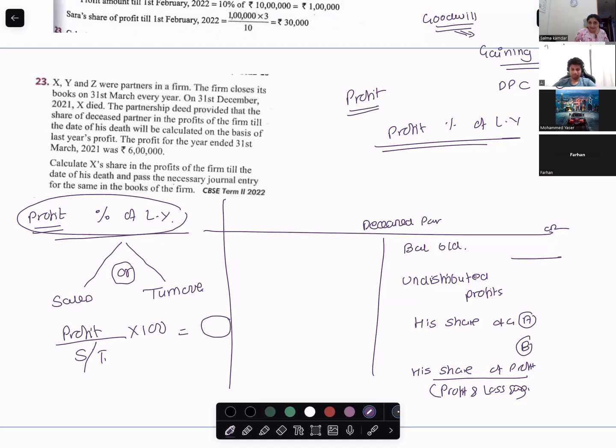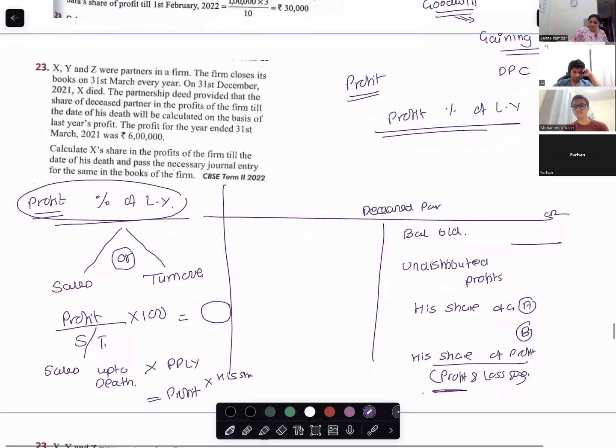Then they will give you the sales up to date of death. You will multiply that with the profit percentage of last year, PPLY. So you will get the profit of the firm, and you will multiply it with the deceased partner's share. So that will come over here.